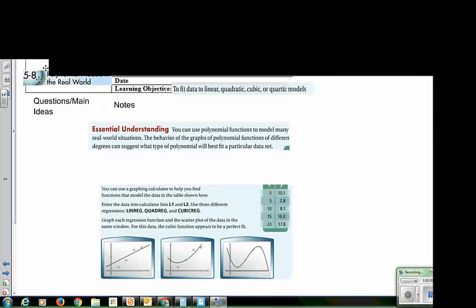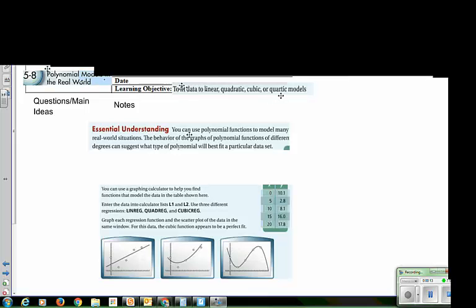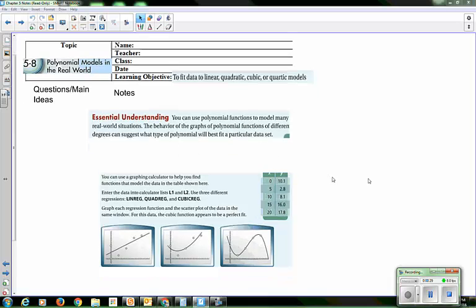Okay, so today we're going to talk about Chapter 5, Section 8, Polynomials in the Real World. We're going to fit data to linear, quadratic, cubic, and quartic models. Our essential understanding is that we're going to use polynomial functions to model many real-world situations. The behavior of the graphs of polynomial functions of different degrees can suggest what type of polynomial will best fit a particular set of data.